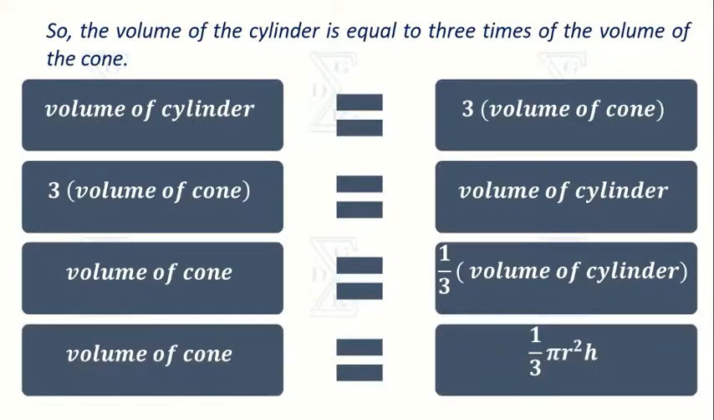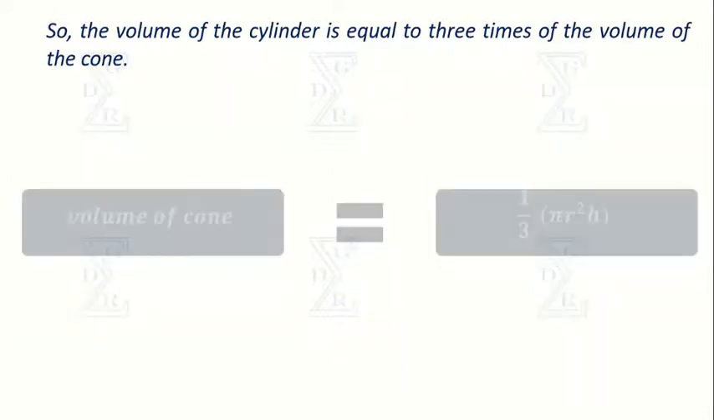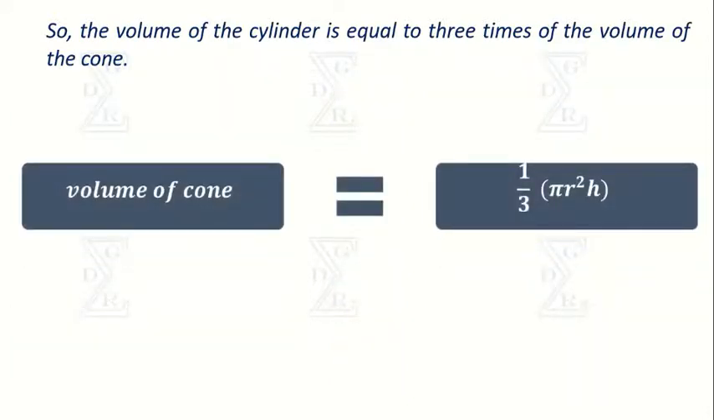Substitute the volume of the cylinder in the statement, that is pi r square h. So, the volume of the cone is equal to 1/3 of pi r square h.